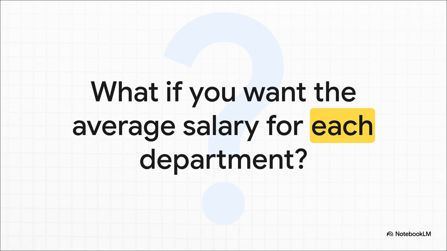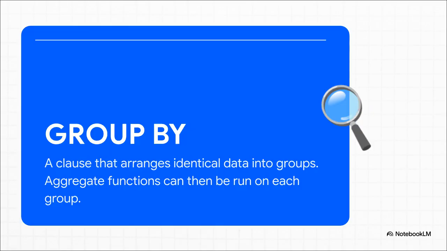To get that, we have to tell SQL to first group all the instructors by their department and then run the average calculation on each of those little groups. And this is where the GROUP BY clause comes in. It is absolutely the key to unlocking these more detailed insights. What it does is it takes your big table and sorts all the rows into different buckets based on a column you pick, like department name. Once everything's in its own bucket, the aggregate functions get to work on each bucket one by one.